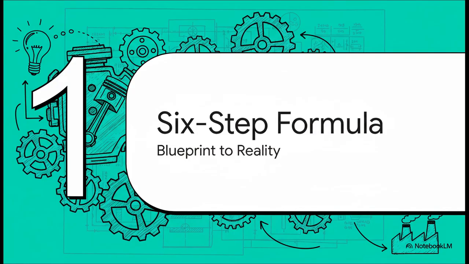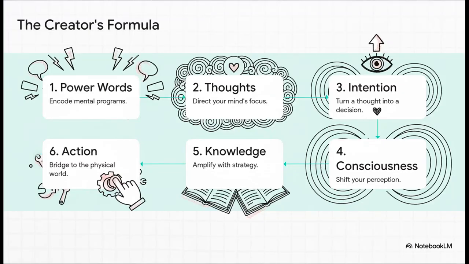Okay, so let's get into the engine room. This is the core formula. It's a 6-step process that acts like a blueprint for turning an idea that's just in your head into a real result out in the physical world. And look, this isn't some metaphor, it's a mechanism. So here they are, the 6 steps in order.